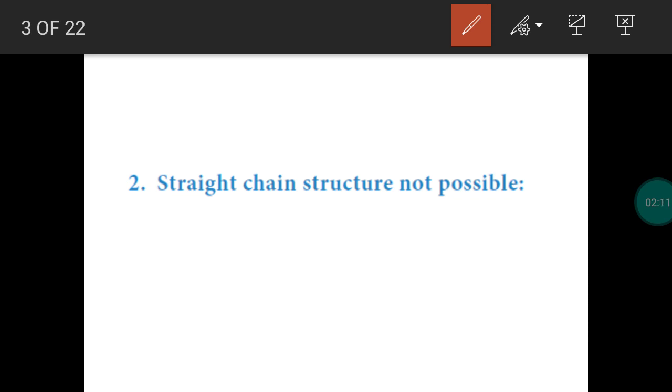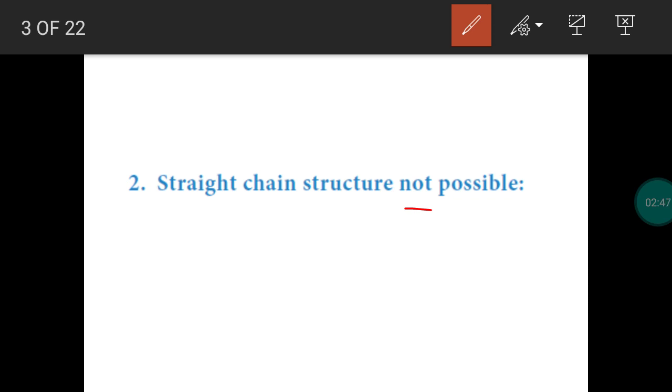Straight chain structure cannot be drawn for benzene. For that we have to give the evidences. Okay, 2 possibilities are there. With the help of experimental data, straight chain structure will not be the correct one for benzene. Theoretically we may draw, but experimentally it will not be the correct one. So for that we give the evidences. Okay. With the help of molecular formula C6H6, the benzene could not be an alkane.